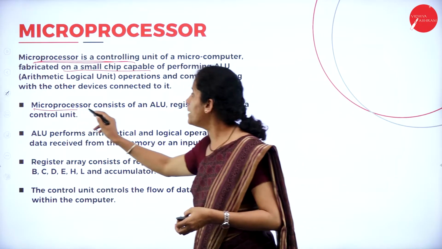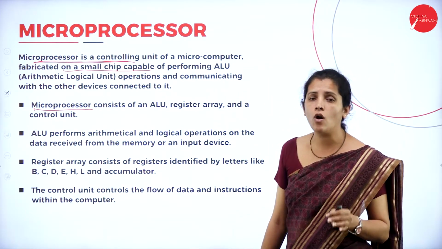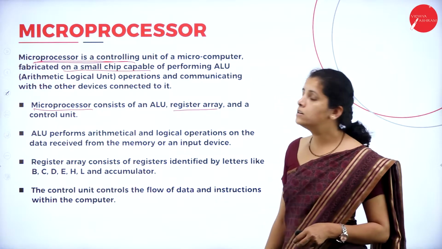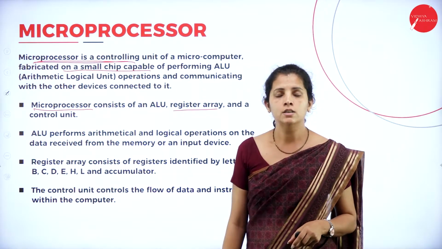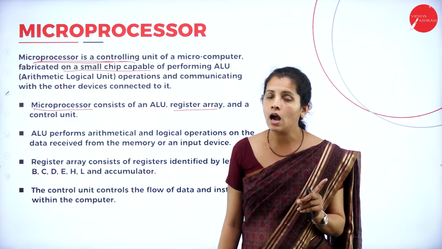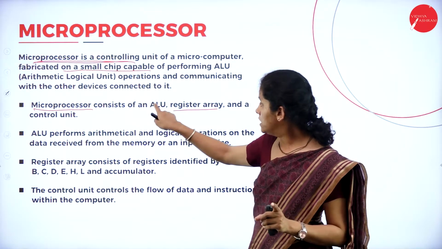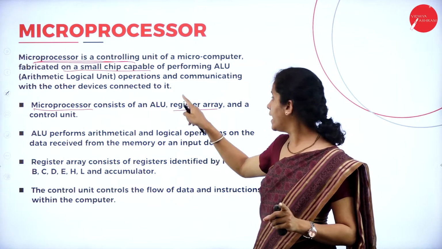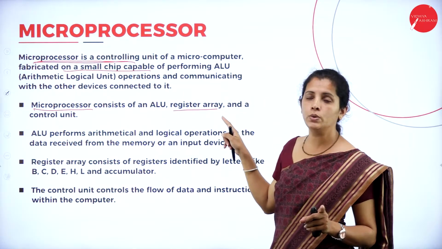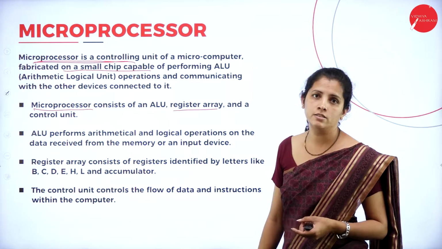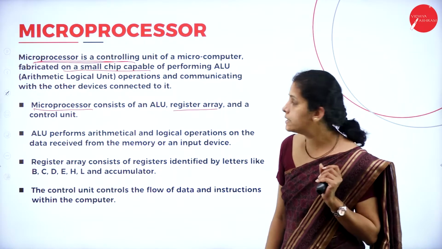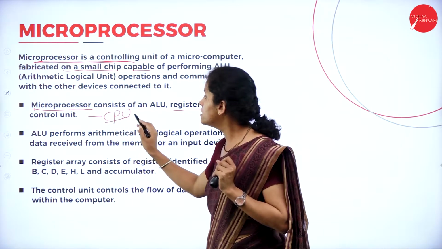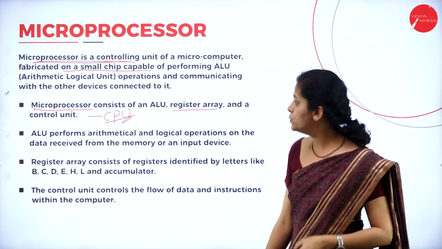So here a microprocessor consists of ALU, register array, and a control unit. So microprocessors are made up of ALU, that is arithmetic and logic unit, along with the control unit, along with the registers. So it is none other than the CPU. So what is a microprocessor? That is nothing but the CPU.